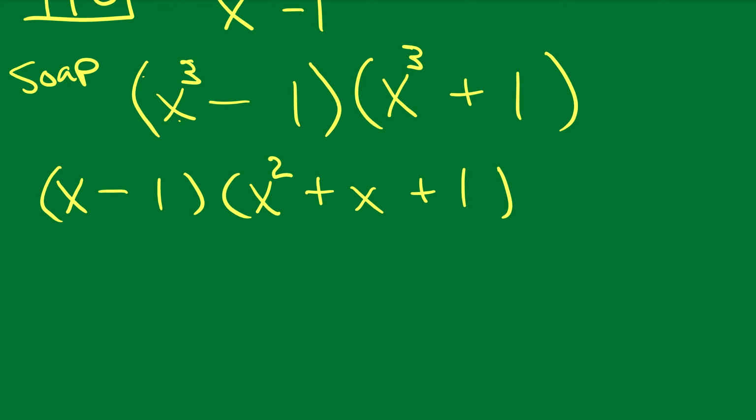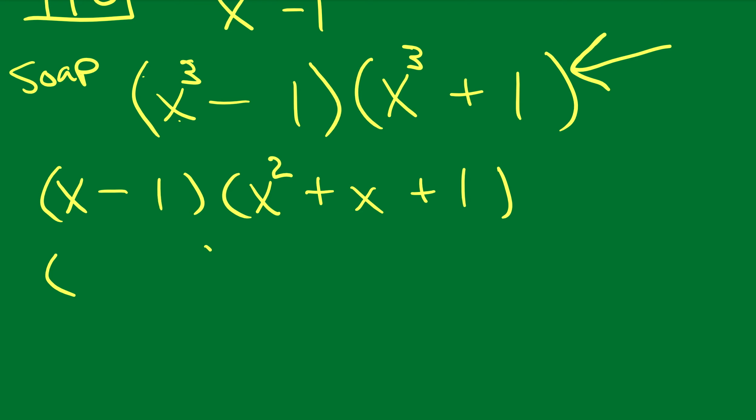All right, so this part's done for the first binomial in my solution, but now I got to do it again for the x cubed plus 1, this problem. And this is all going to be one answer. Crazy. Okay, so let's try it.